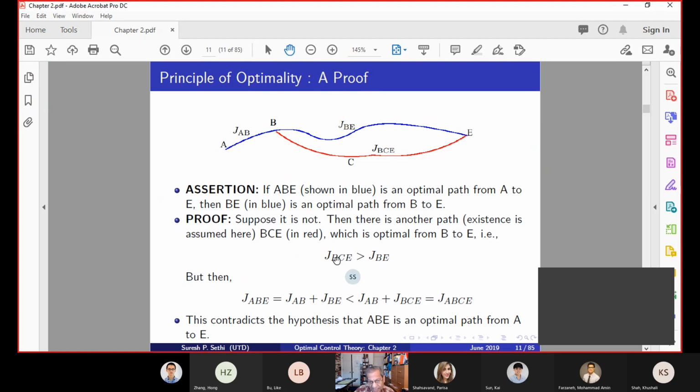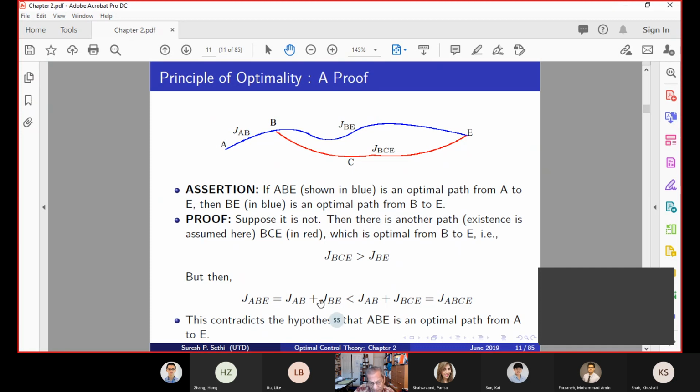Then J_BCE, which is the objective value of this new trajectory, this blue and this red, and J_BE, which is this trajectory. Then J_BCE is bigger than J_BE, because J_BCE is better than J_BE, because that's more optimal now, right? It's better than J_BE.